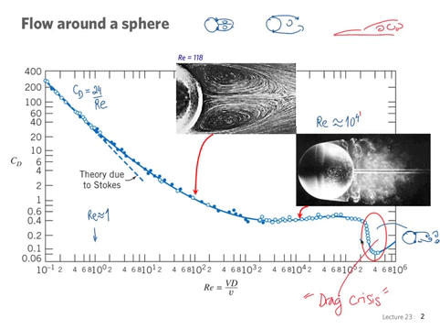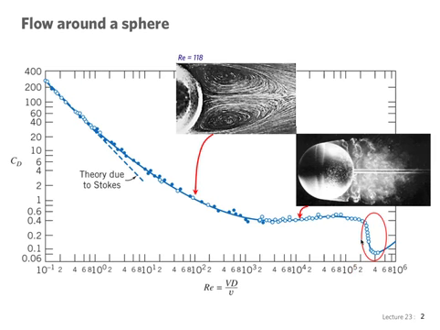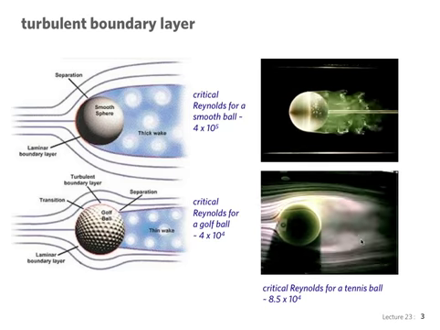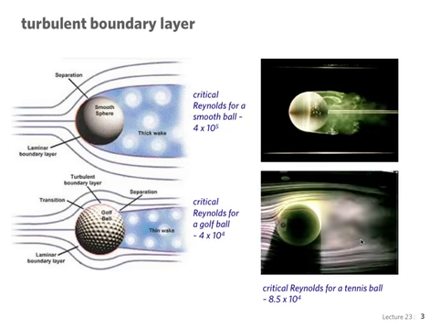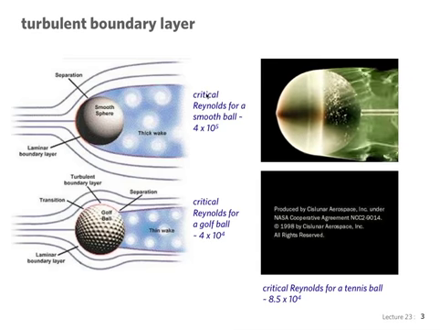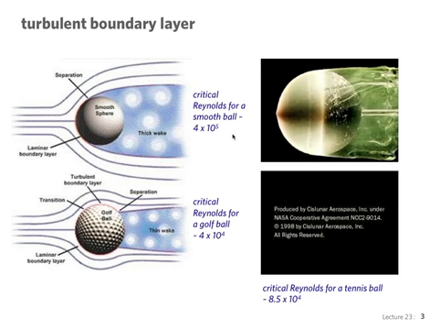So, in fact, I found some very interesting articles about the effect of the drag crisis in sports, and I've put some articles on Blackboard for you if you're interested to enjoy this discussion. I found some actual numbers. If you consider a smooth sphere, like a ping pong ball, the critical Reynolds number in the case of a smooth sphere, the transition between the laminar and turbulent boundary layer, and thus the occurrence of the drag crisis, is at a Reynolds number of about 4 times 10 to the 5.